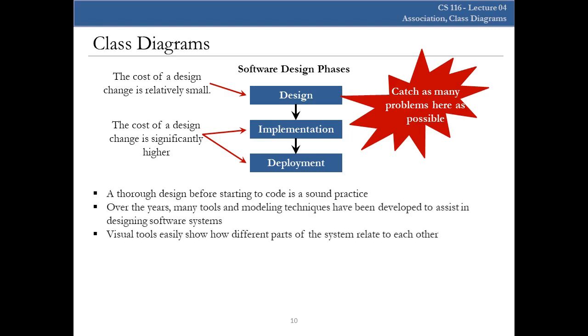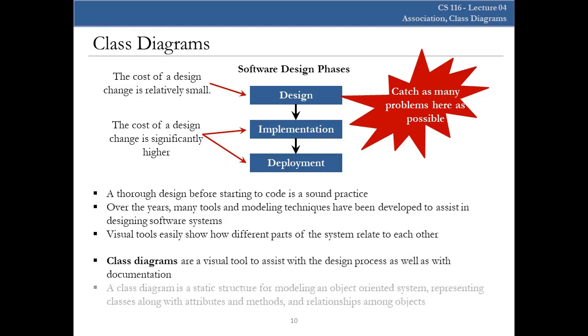So over the years, many tools and modeling techniques have been developed to assist in planning software projects, and visual tools are especially helpful in this regard. Class diagram is one such tool. Now, class diagrams simply help you display the classes along with their attributes and methods and relationships among different classes in a visual manner. And that gives you an idea of the whole project at a glance.